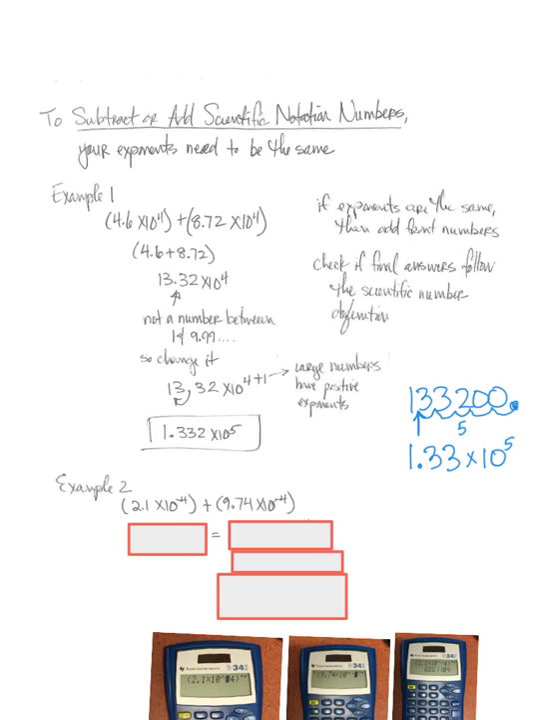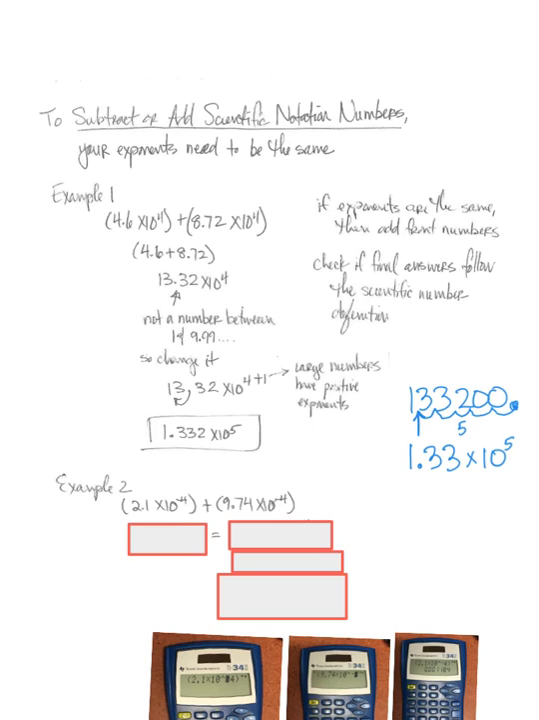So we can check and see if the final answer follows scientific notation. Is this a good scientific notation number? Is this number right here between 1 and 9.999 times 10 to the fifth? And yes, it does work. So see how we can walk through it without a calculator, but we can also do it with a calculator itself. So let's try another one.